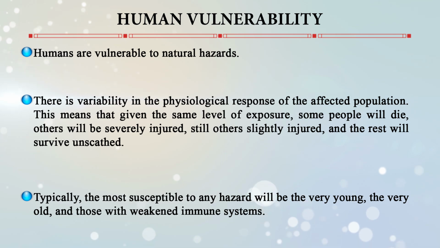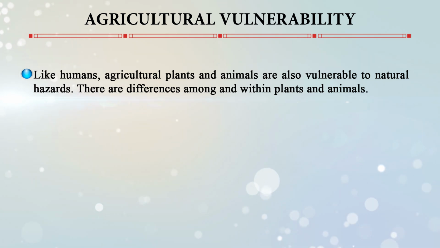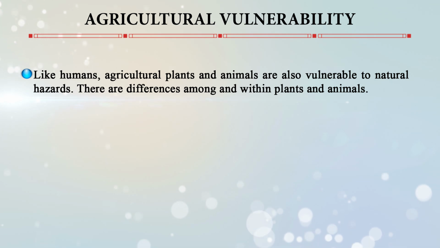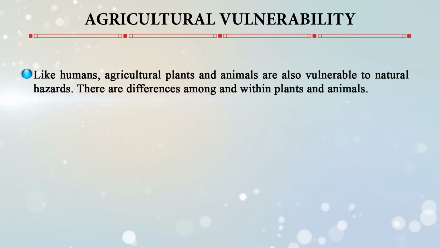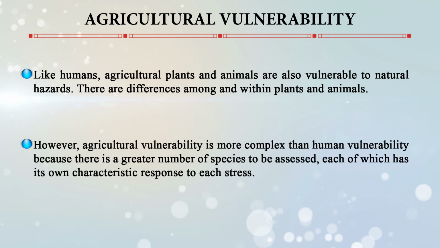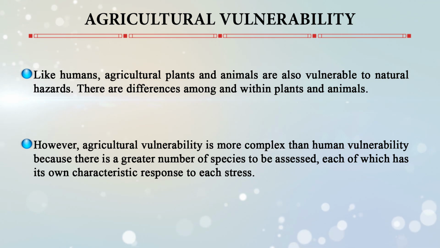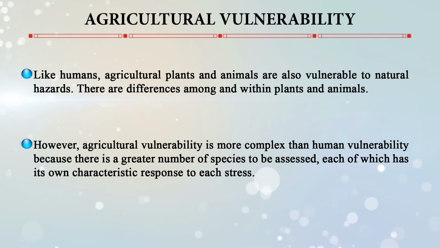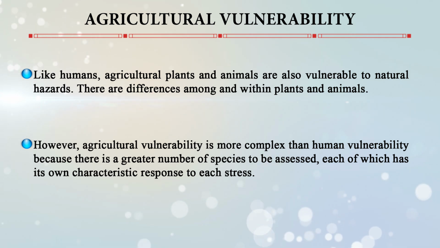Agricultural vulnerability. So, as the name indicates, that means the agricultural land, crops, the plants and animals also become vulnerable to the natural hazards. Now, there are differences among and within the plants and the animals. In agricultural vulnerability, this may be more complex than human vulnerability because there is a greater number of species to be assessed, each of which has its own characteristic response to each stress.